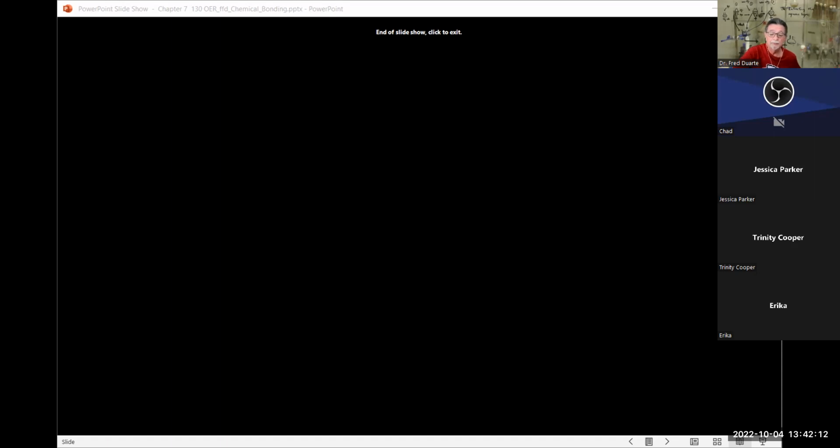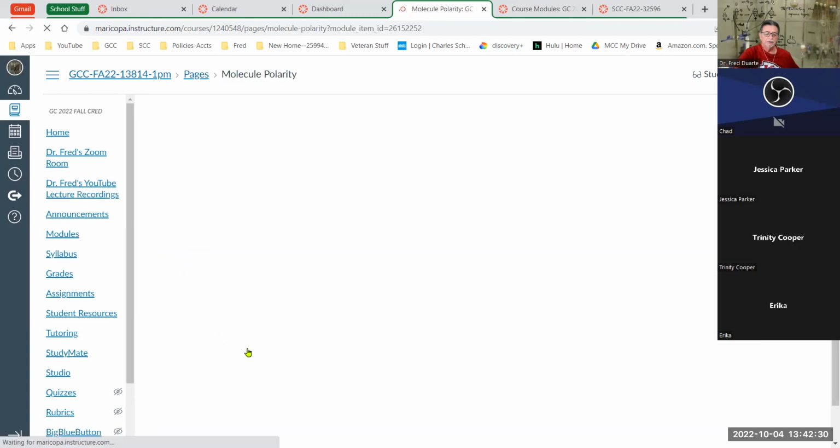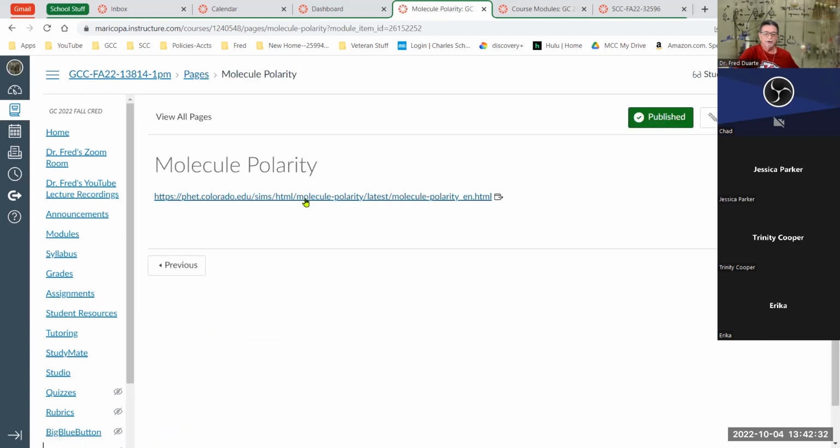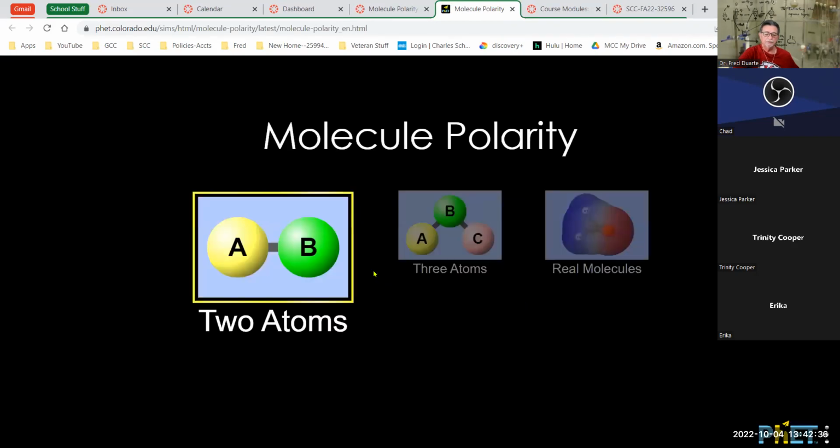Okay, there we go. All right, on your course website, under the modules, there's a module listed as additional chemistry resources. We talked about build an atom. When we get into balancing equations, we can talk about this one, but click on the molecule polarity, okay? That should send you to this link here. Click on the link, and it sends you to the simulations.